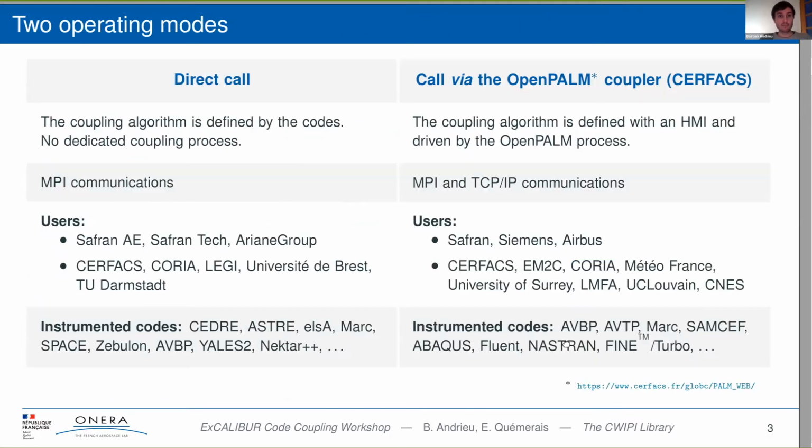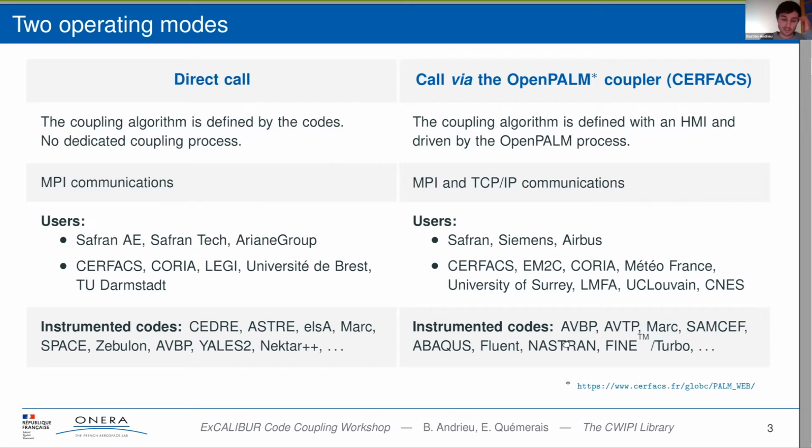So there are two ways to operate CWIPI. First, you can call it directly from the coupled applications. I'll show you next an example of how it can be instrumented. This way, we only support MPI communications, but there is another way.